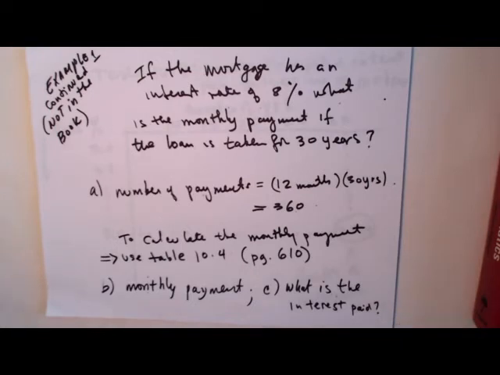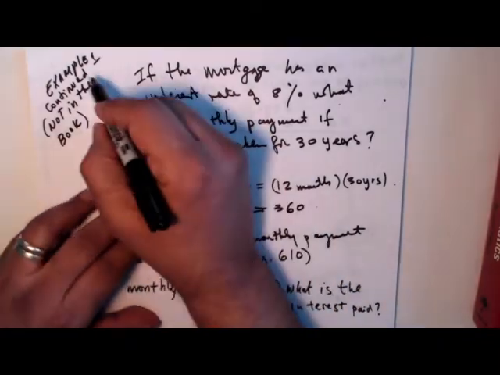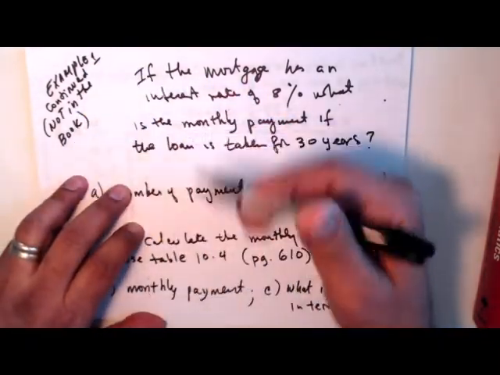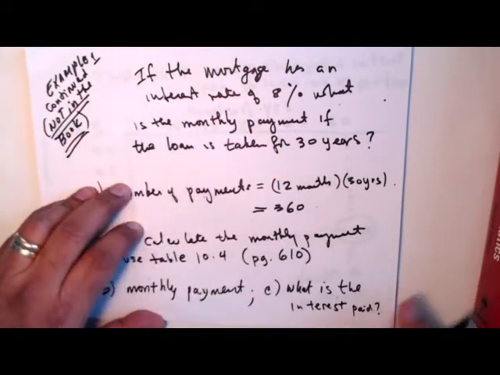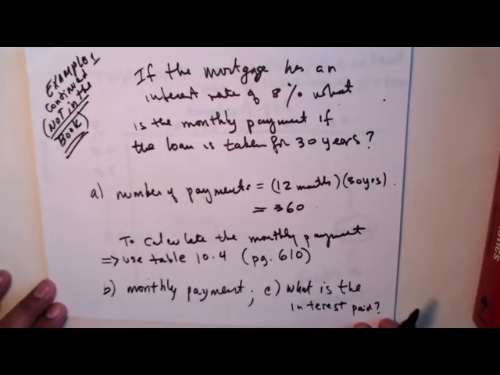Now we're going to continue with this example number 1. However, whatever follows here is not in the book. But it's very important that you know this. It's part of the calculations that you have to do when working with mortgages.